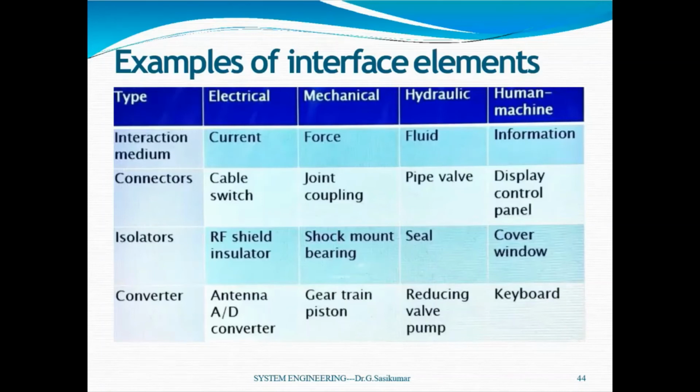Take electrical current: in the role of connectors, it is called a cable. In mechanical, it is a joint or coupling. In hydraulic, it is a pipe or valve. And in human machine, it is a display or control panel. So these are called connectors in different streams and different elements.